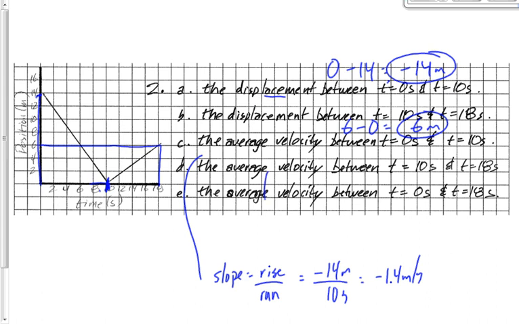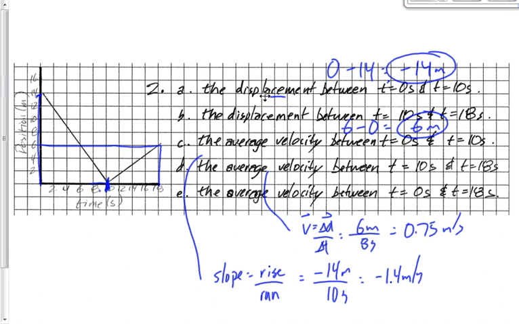Now, question D, similar question, but this time we're asked for the average velocity between 10 and 18. This time, we're not going to use the slope equation. This time, we're going to use the other one. Okay, v equals delta d over delta t. Although it ends up being the same thing. Delta d between 10 and 18 seconds is 6 meters. Delta t is 8 seconds. So 6 is delta d. It's the same as the rise. 8 is delta t. That's the same as the run. 0.75 meters per second.